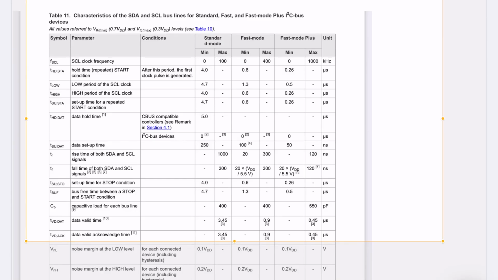Another important thing to reference in this document is Table 11, which is the characteristics of the data and the clock line for all the different modes of I2C. This is really important because these are the characteristics that the standard specifies for the bus, right? So we have it for the clock frequency, the rise time for the data and the clock line, the fall time, the data hold time, the low period of the clock, and the high period of the clock. A lot of these are very important characteristics, and you should reference this if you have issues with your I2C bus.